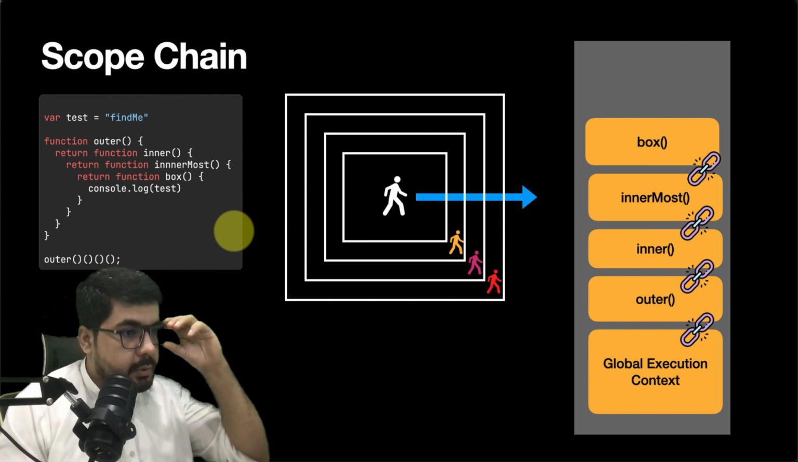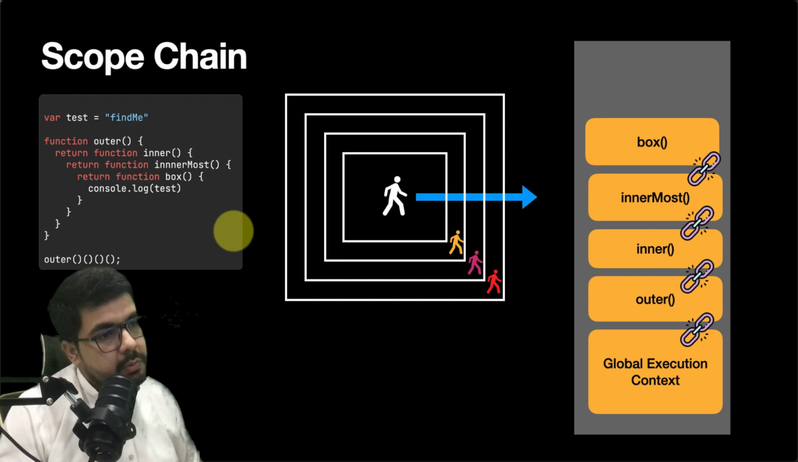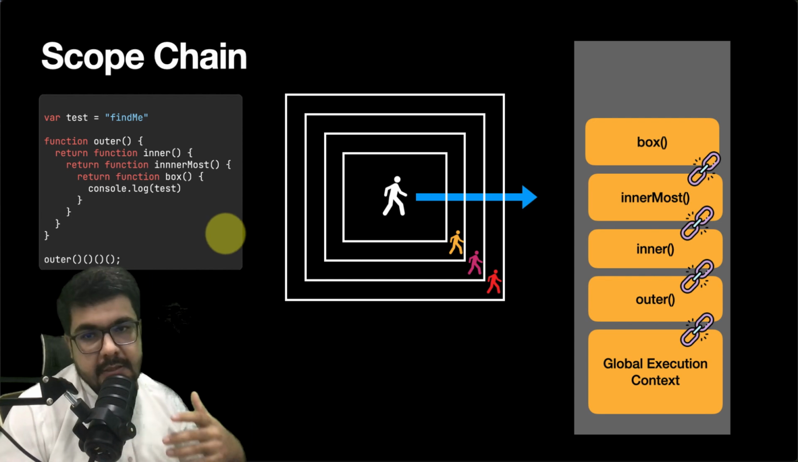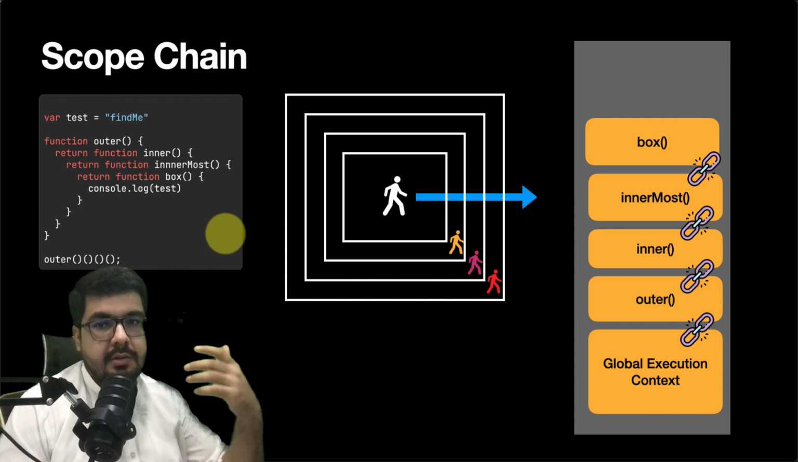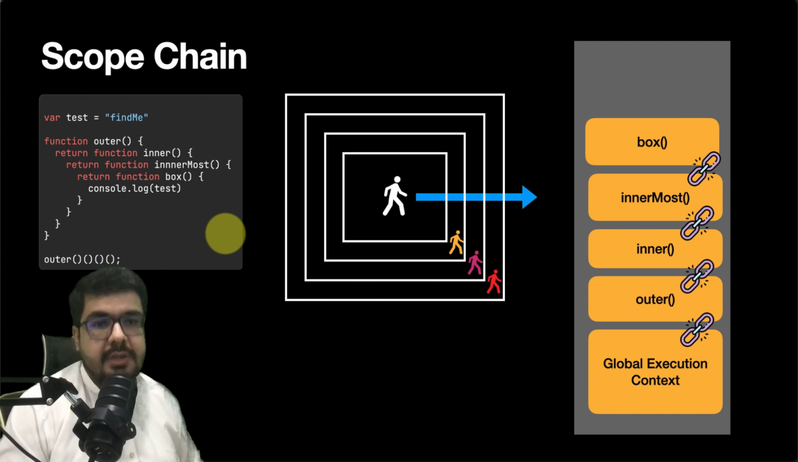So I think we are done with the slides part of things. Let's move on to our WebStorm side of things, implement this concept, and see how the scope chain or lexical scope works in JavaScript.